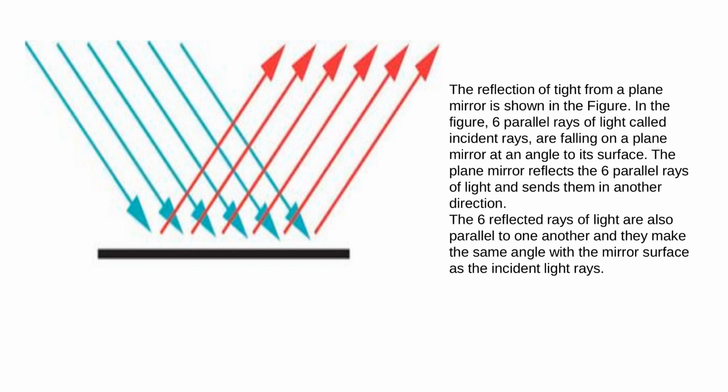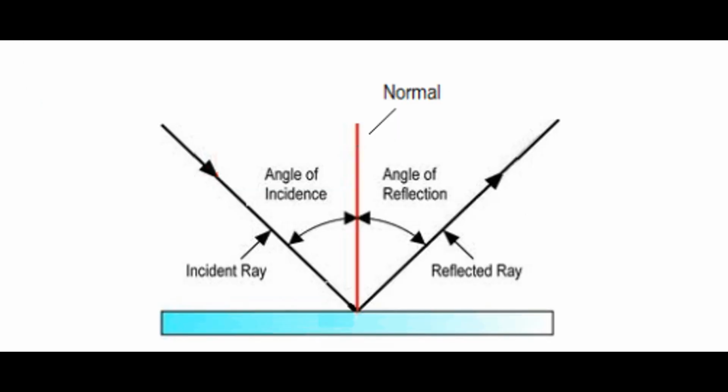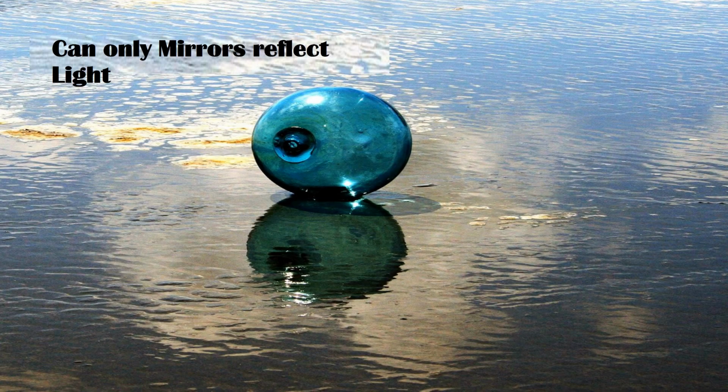In this figure, can you see the rays in blue? They are 6 in number. And they are all parallel to each other, which means they are all running together like the tracks of a train. So they are parallel and they hit the plane mirror. And can you see that all these incident rays are being reflected? They're being sent back. One important thing to remember here is that the angle of incidence is always equal to the angle of reflection.